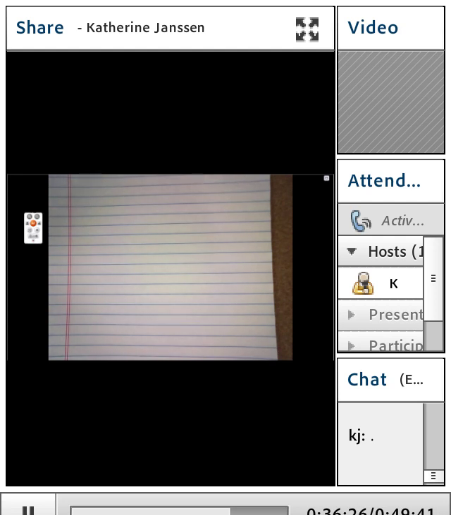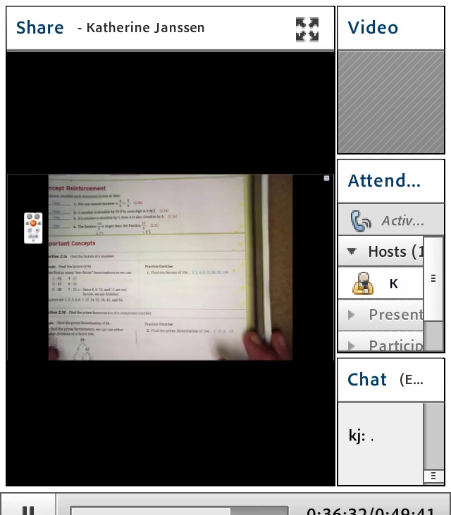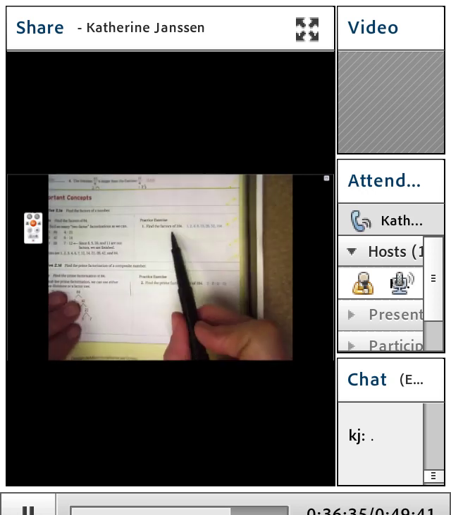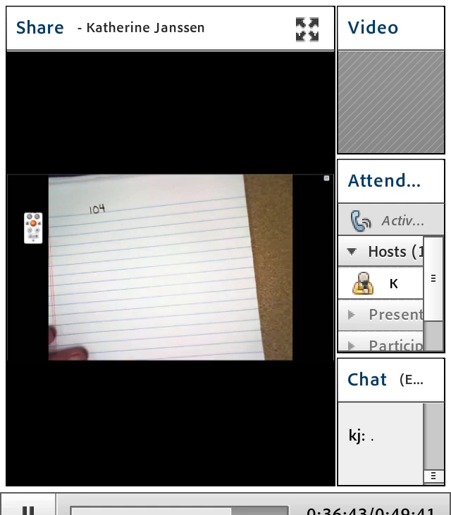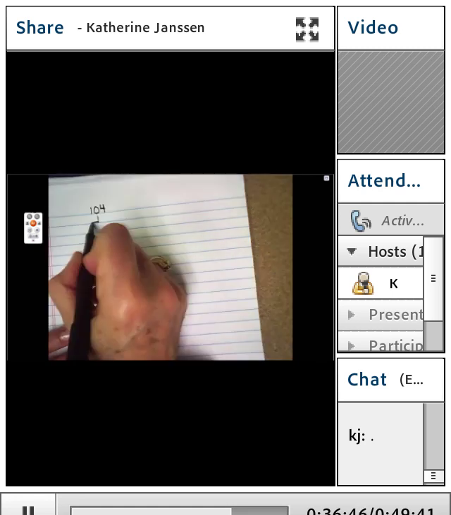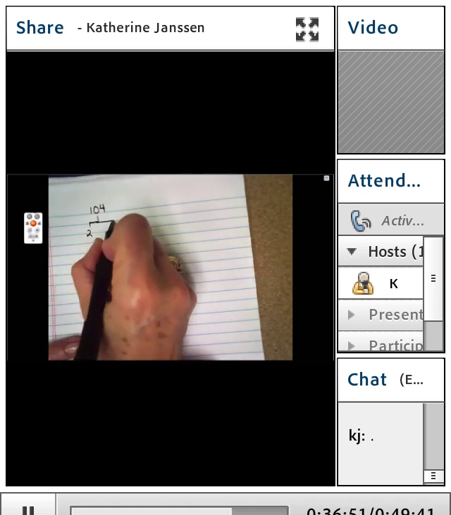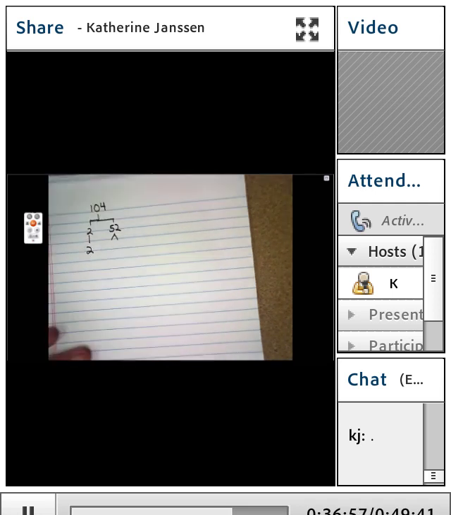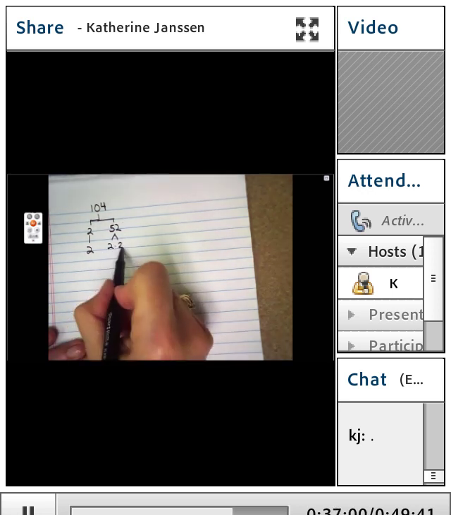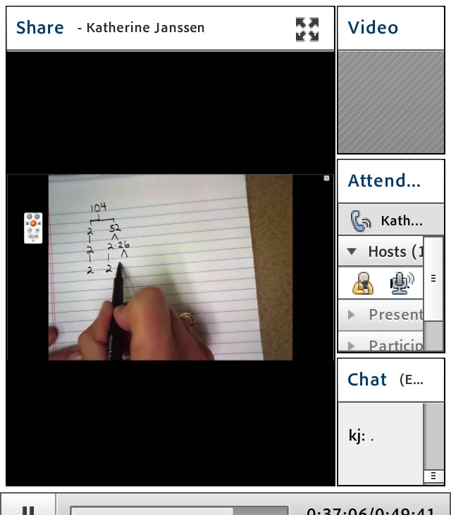And then we continue with our chapter summary and review on page 138. We're supposed to find the factors of 104. Well, 2 times 52. 2 is prime, I'll carry that down, but 52 can be factored as 2 times 26. 2 is prime, 2 is prime, but 26 can be factored as 2 times 13.